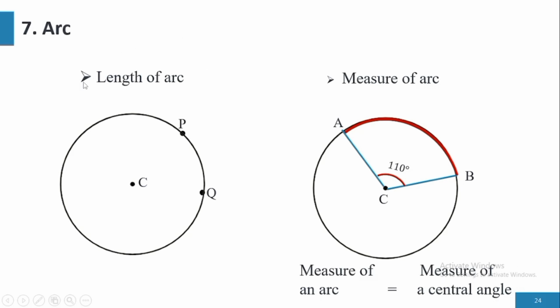Now what do you mean by length of arc? Length of arc is the measure of the length of this arc, and we calculate this using this formula: theta upon 360 into 2 pi r. Now what do you mean by theta? Theta is nothing but the measure of the arc. How this formula is derived is also mentioned in your textbook. You can go through it.